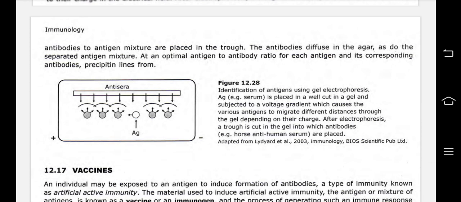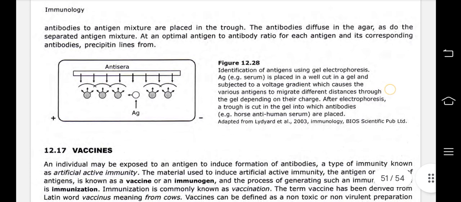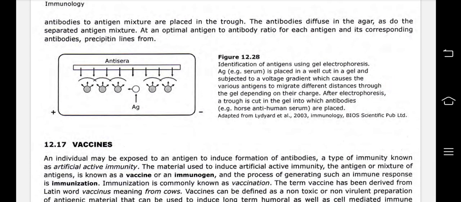So the antibodies diffuse in the agar, as do the separated antigen mixture, at an optimal antigen to antibody ratio for each antigen and its corresponding antibodies. Precipitin lines form. So, identification of antigens using gel electrophoresis.